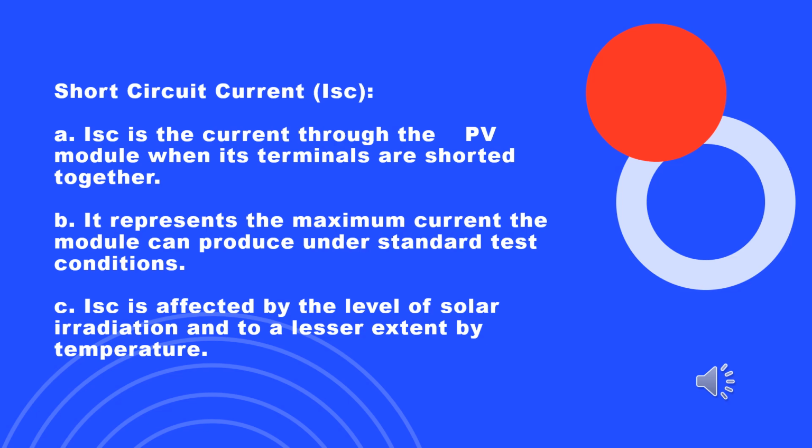Short circuit current. I short circuit is the current through the PV module when its terminals are shorted together. It represents the maximum current the module can produce under standard test conditions. I short circuit is affected by the level of solar irradiation and to a lesser extent by temperature.